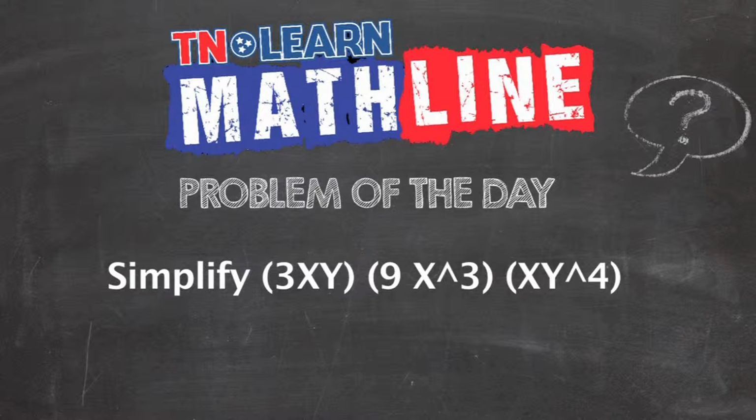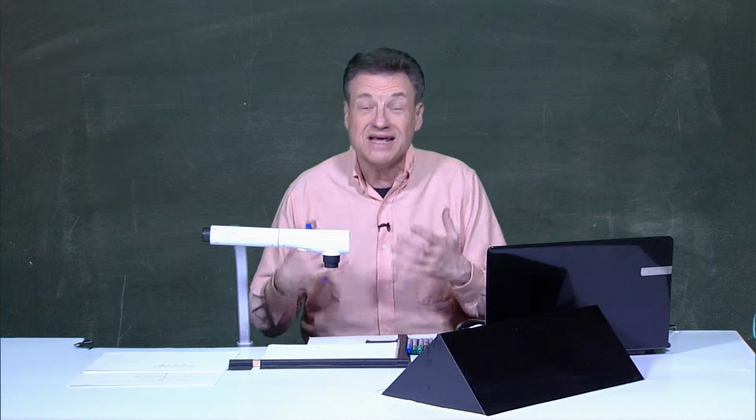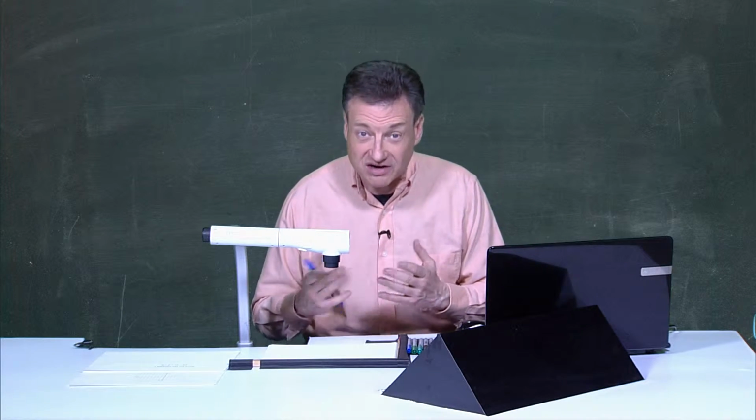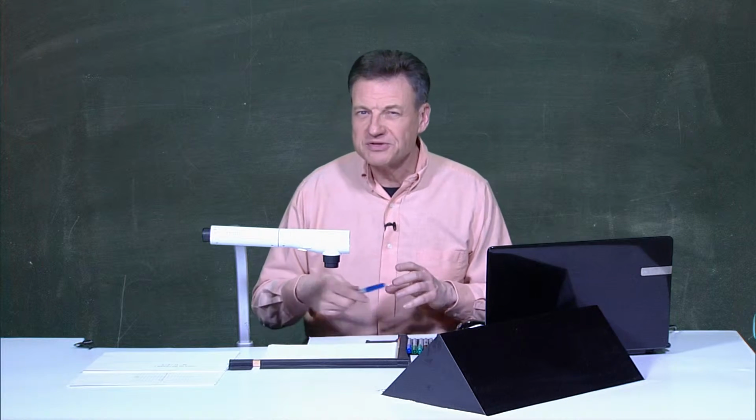Simplify means make it simpler, all right? And what we've got here is three monomials. There's 3xy in one parenthesis. We've got 9x to the third power in the middle parenthesis, and x times y to the fourth power in the last parenthesis. And what we want to do is combine those all into one simplified expression involving exponents, all right? So this is basically what this one's about.